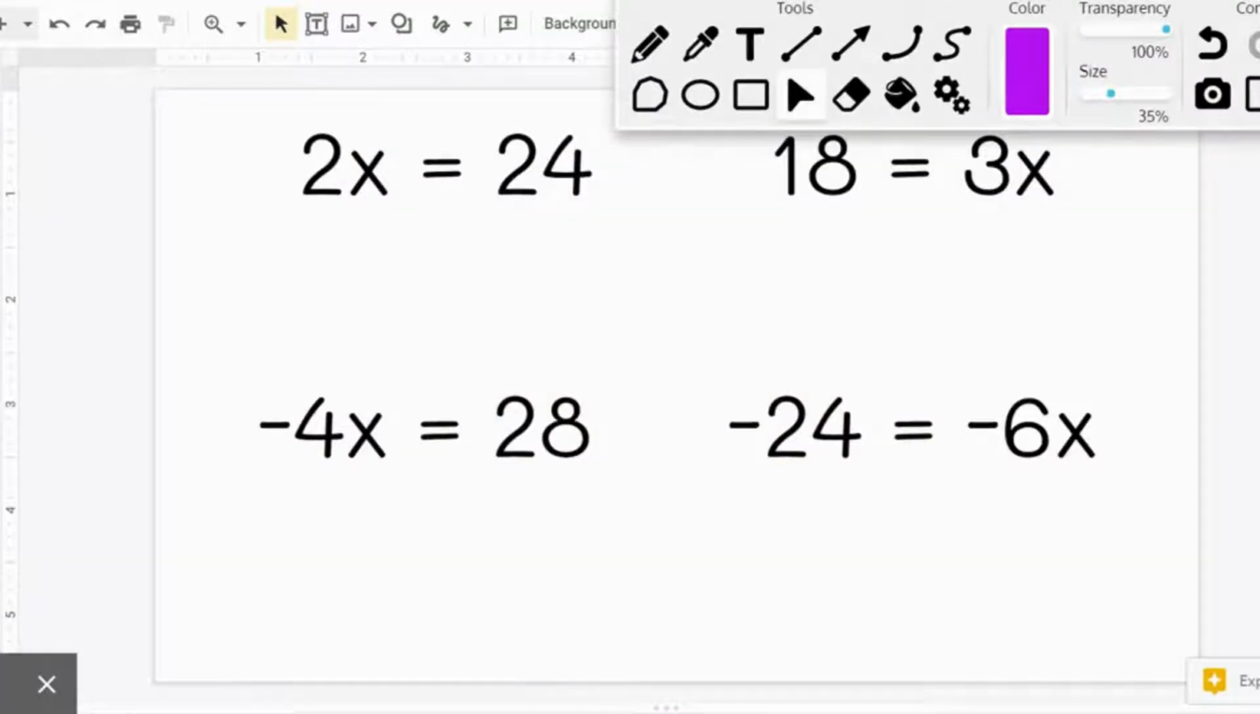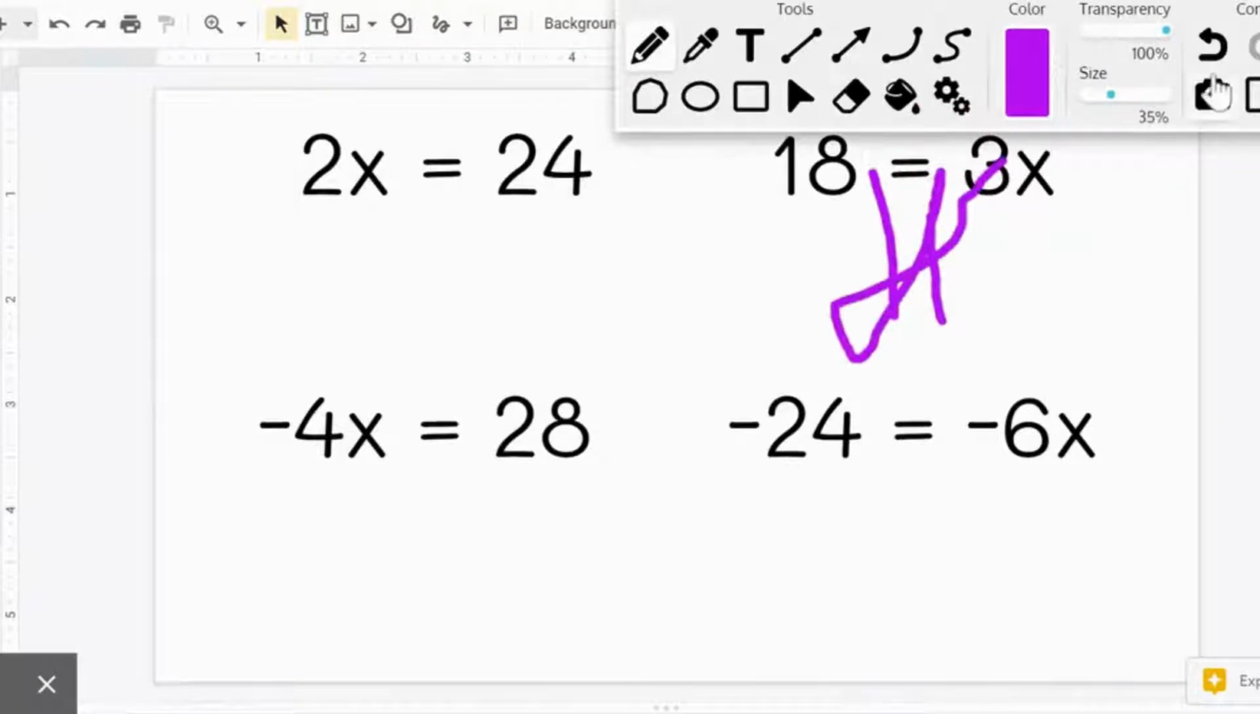Oh, that's a repeat from up here. Okay, let's skip that one. We have 18 equals 3 times a number. So the first thing we're going to do is draw our balance. Whoops.